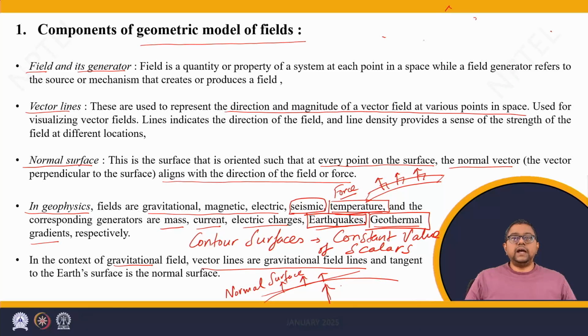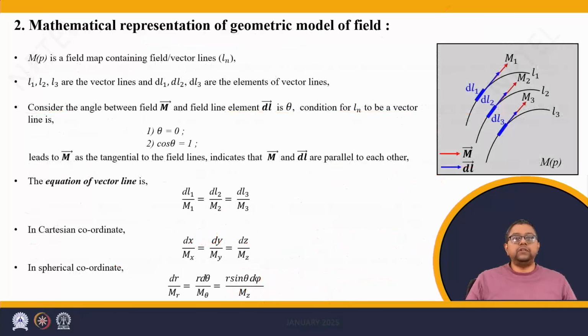Shortly, we will look at the vector lines. Before that, let us consider the mathematical representation of geometric models of the fields. In other words, the geometrical constructs such as lines and surfaces should be represented in a mathematically concise way so that they can be better understood and analyzed further for proper understanding. First, let us consider the field map.